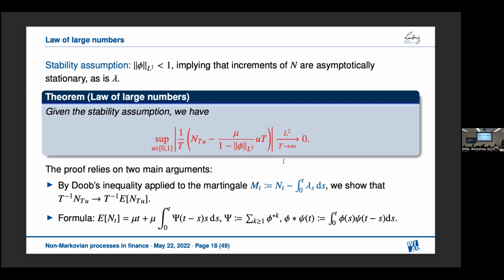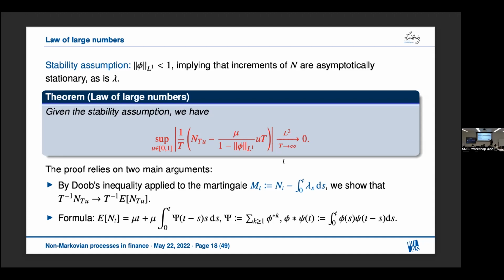I want to show you two structural theoretical results that are very important for analysis of these processes. First one is a law of large numbers. As time goes to infinity, we look at the number of events and we subtract from it its asymptotic mean. This is not actually the mean. It's the asymptotic of the expected value of the intensity, to be more precise, multiplied by t.